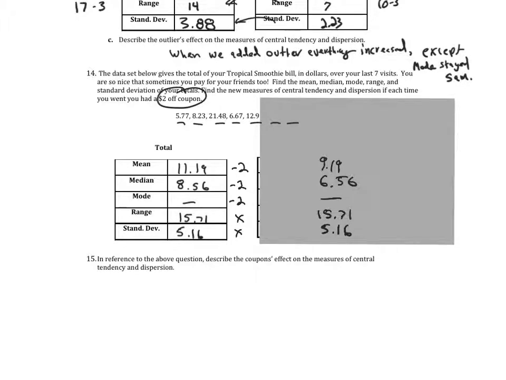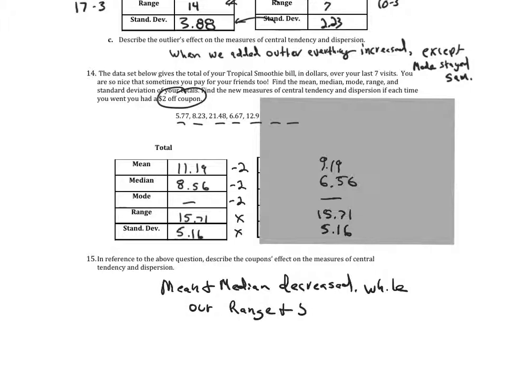So now it says, in reference to the question above, describe the coupon's effect on the measure of central tendency and dispersion. So it looks like our mean and median decreased while our range and standard deviation stayed the same.